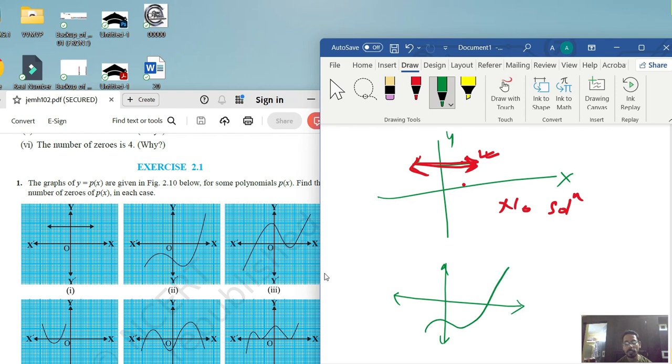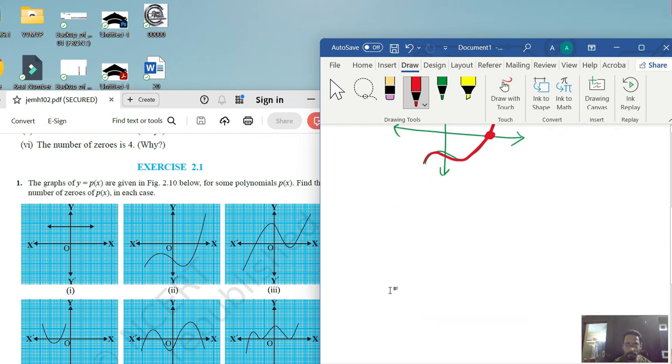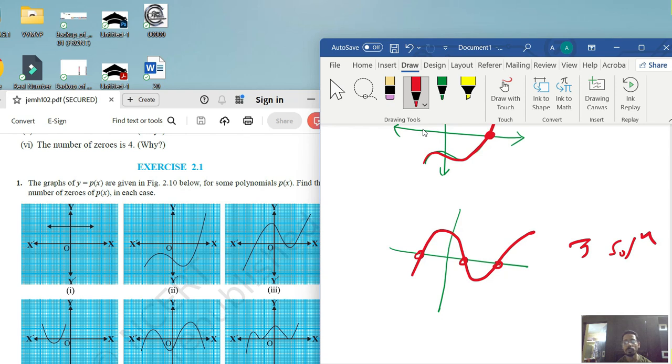The second is like this. How many times is this graph intersecting the x-axis? Only a single time. So we can say one solution. Now the third one, you can see here, x-axis, y-axis, and here it is like this at 3 points. So three solutions or three zeros. The fourth one you can see there, it is like this at 2 points. So you can say two solutions.